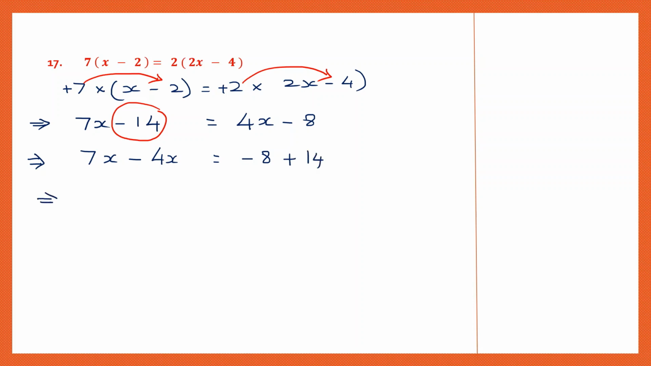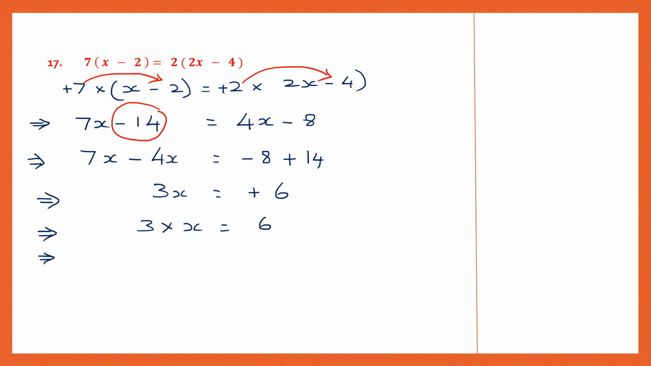Let's work this out. 7x minus 4x. 7 minus 4 is 3. 3x equals, now here the signs are different. So we have to put this time the bigger number's sign and subtract. 14 minus 8 is 6. So 3 into x is equal to 6.